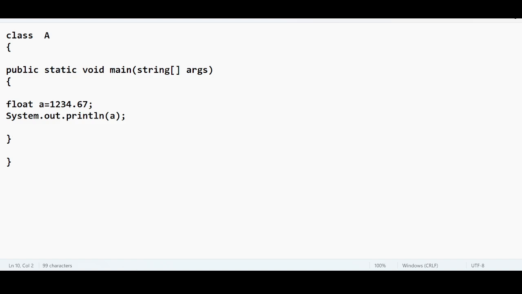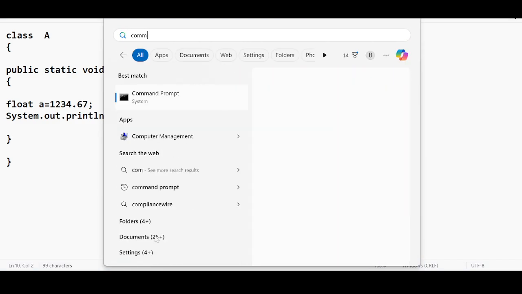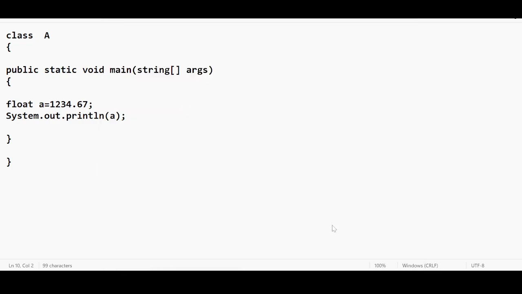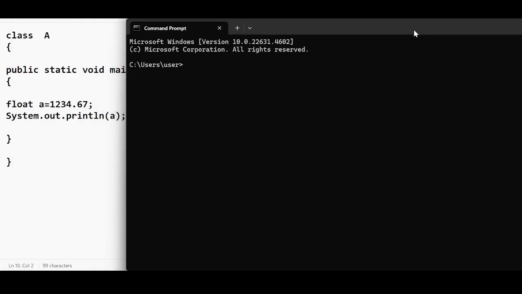Anyone? Can anyone tell me what would be the output? Same number, 123.67? No. The output would be an error because, if you are representing a floating point number, you should suffix that with the letter F. Do you remember? I've just said this.